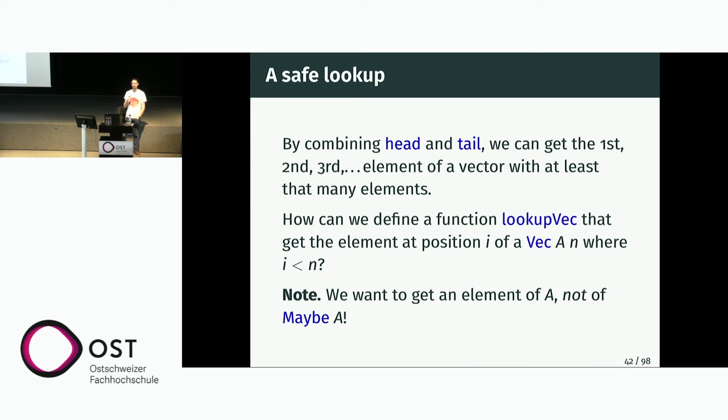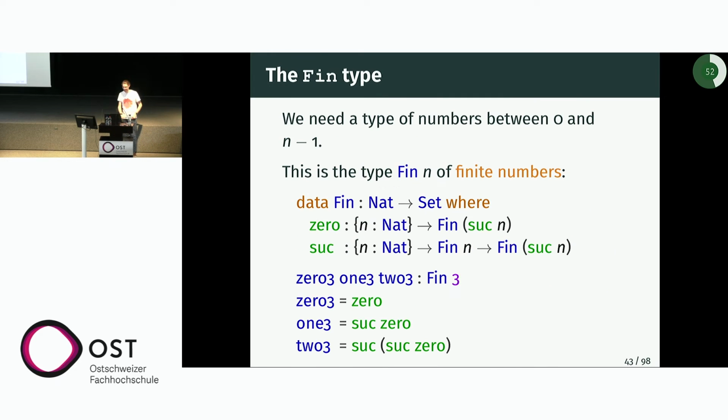Now we can use head and tail to get the first element of a vector, the second element, the third element, as long as we know that the input vector has at least that many elements. So we can apply all these functions. But suppose we want to get the i-th element where i is some input, and we know statically that i is strictly less than the length of the vector. How can we then look up an element at that position? And we really want to get an element of type A as the output, not of Maybe A, right? We want to statically ensure that there is an output.